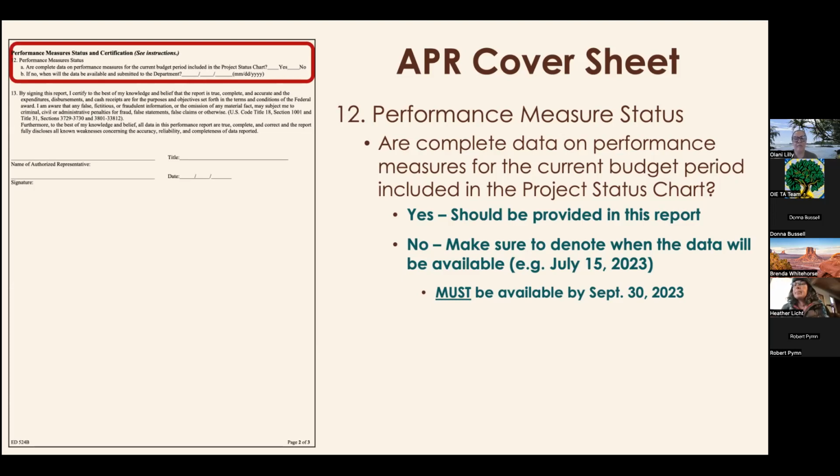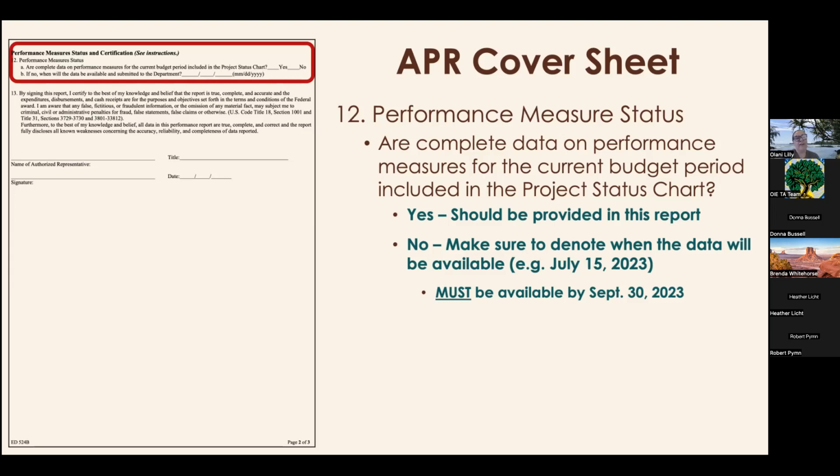So item number 12 is about performance measure status. In 12A for your annual performance report, you will be indicating yes or no for the question. If you click on yes, then you are stating that you have all the needed data to fully report on your project measures. If you're clicking no, then you're stating that the data is not currently available, but you will have the data in a not so distant future and will be able to indicate the date that data will be available.